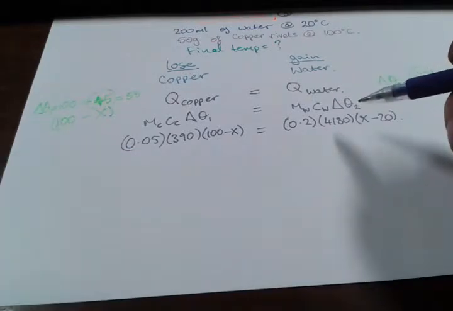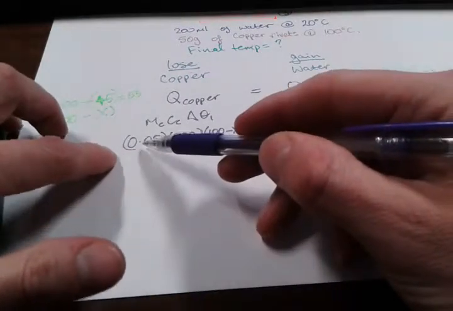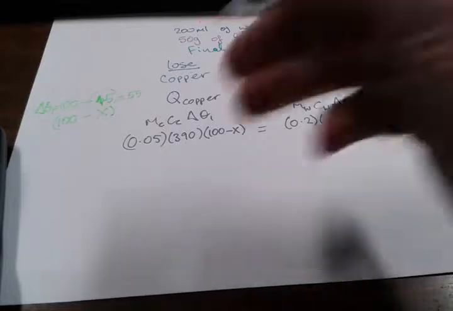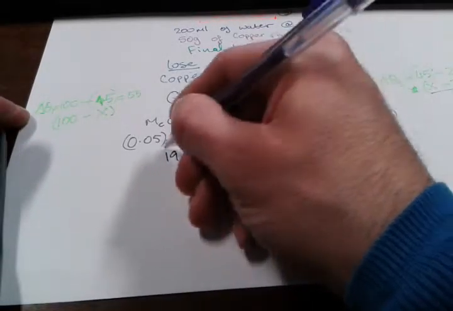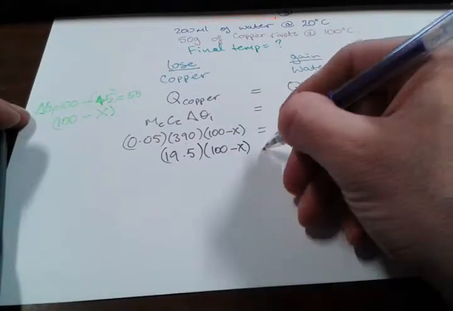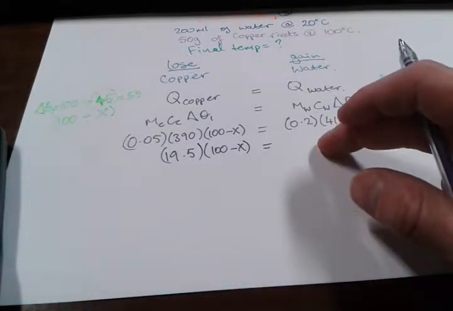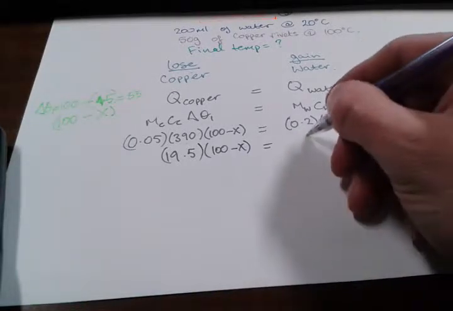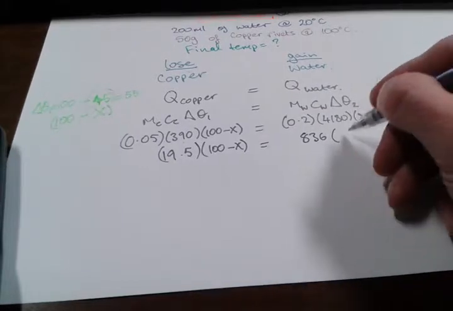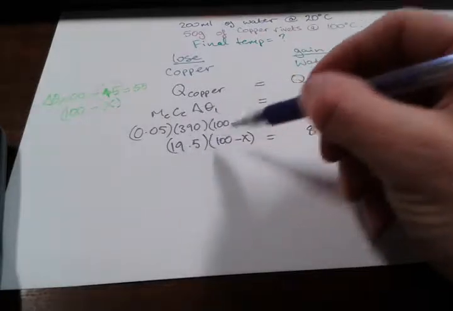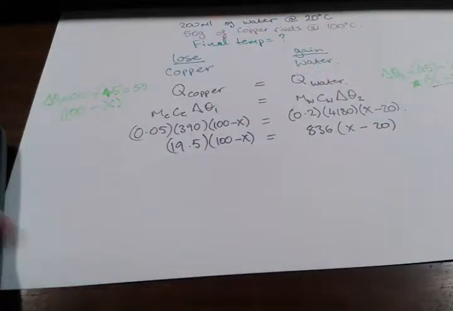So how do we go about solving for it? Let's do the steps. We have to multiply this 0.05 into the 390. So 390 by 0.05 gives me a value of 19.5 multiplied by (100 minus x) in a bracket. Over on this side, we have 0.2 multiplied by 4180, which is 836, and that's multiplied onto (x minus 20), like that.